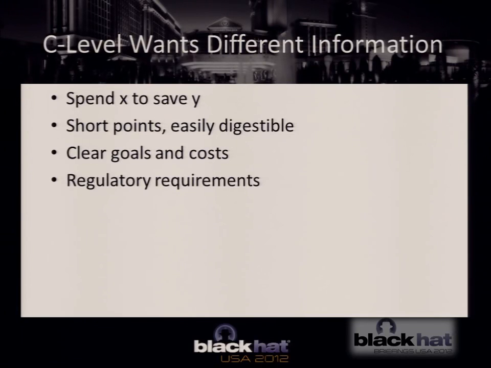Remember, in terms of targeting things, different groups in management are going to want to see different things. Your C-level wants to know what the cost benefit is. You want to give them short points that are easily digestible, because whether or not in reality they're incredibly busy, most C-level people consider themselves to be incredibly busy, and if whatever you're telling them is taking longer than about 2 minutes, they're thinking about something else, and you've lost them. So keep your points short, easily digestible, clear and concise statements, and mention any regulatory requirements up front.